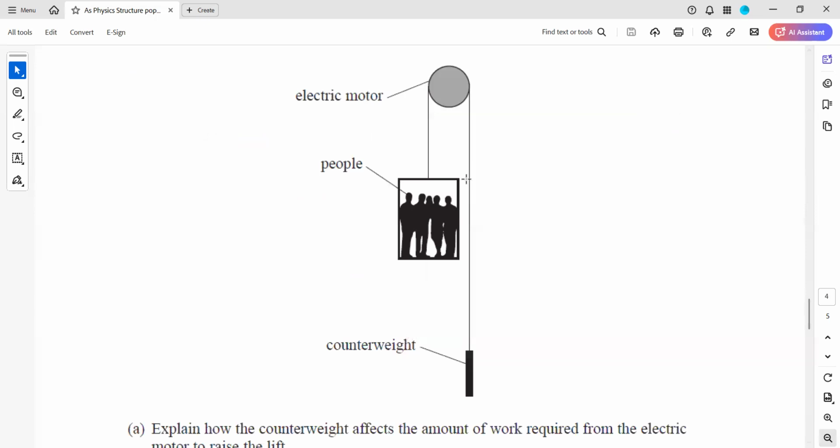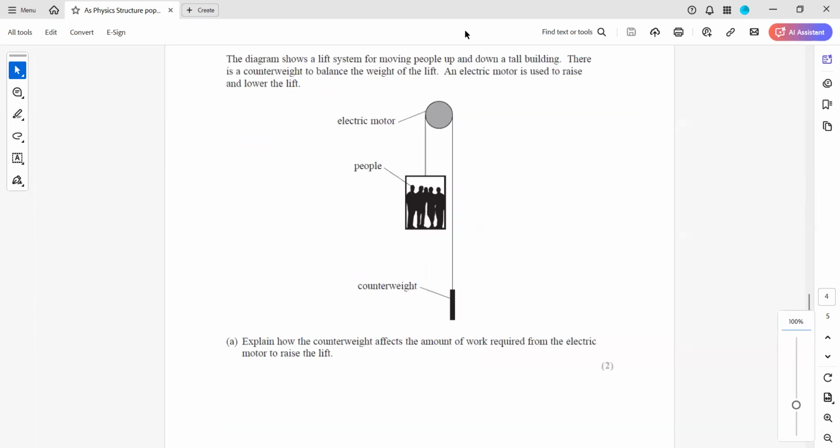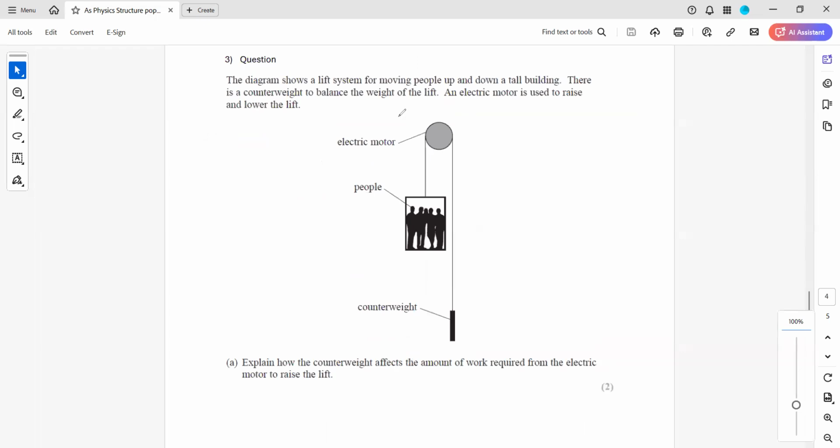So in question 3, they are saying that the diagram shows a lift system. Maybe you have seen this very commonly in malls or even in apartments, that a lift system always has a counterweight. When the lift is going up, the counterweight is going down. So what is the advantage of using this counterweight?